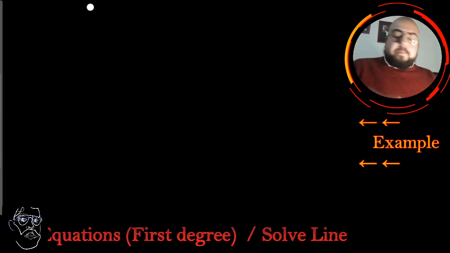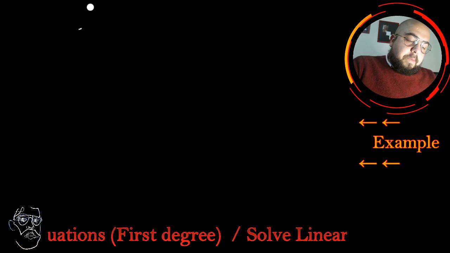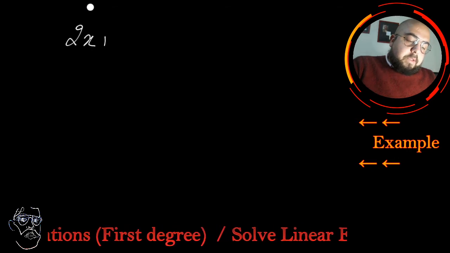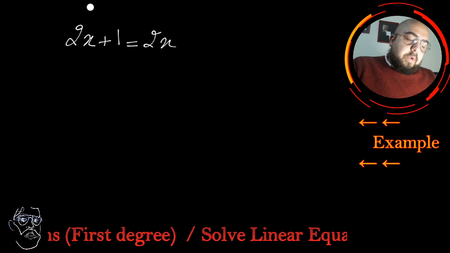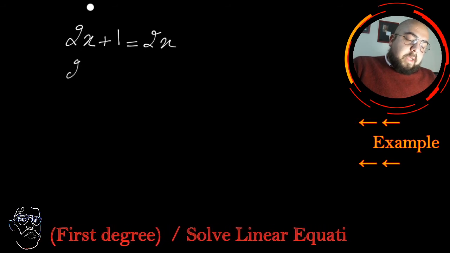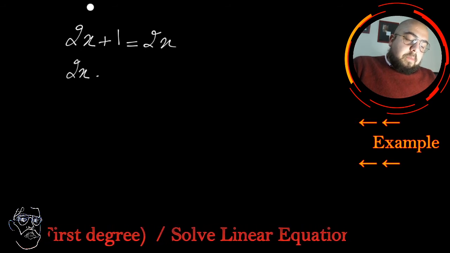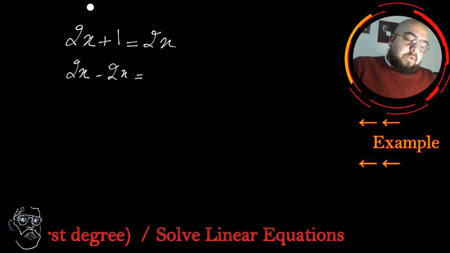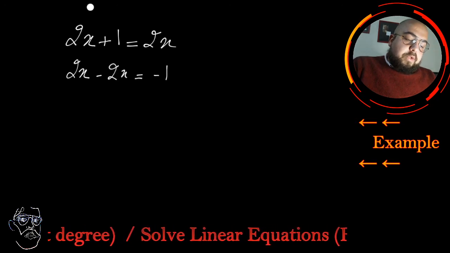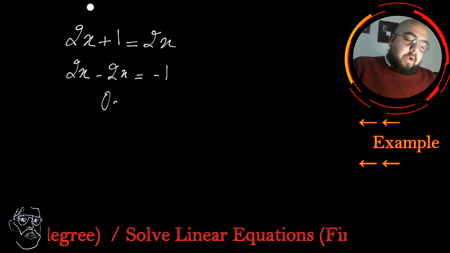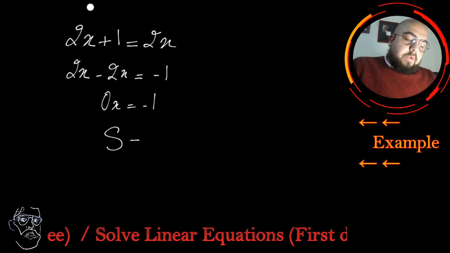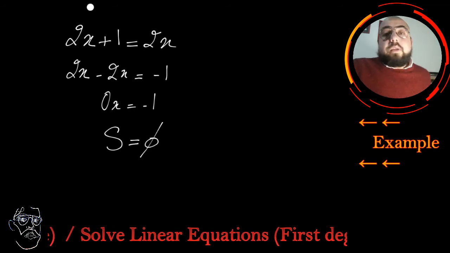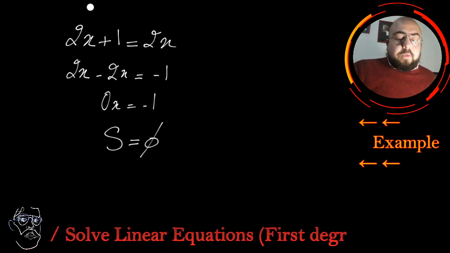What about an equation which is simple like this? 2x + 1 = 2x. As you can see, you will have 2x − 2x = −1, so it will be 0x = −1. In this case, you say the solution is the empty set. 0 could not be equal to −1.